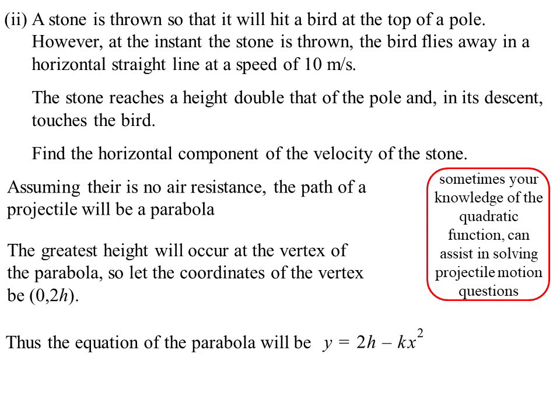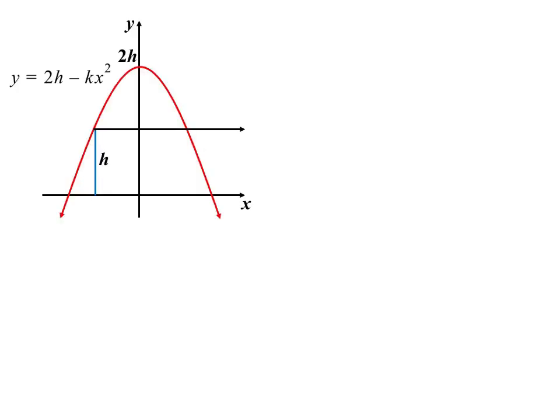So it's going to have that shape. That's if I centre it like so. So there's the picture of it. y = 2h - kx². I've drawn h in there. There's the pole. The bird's gone that way. Bang, and we can see the parabola hits the bird.